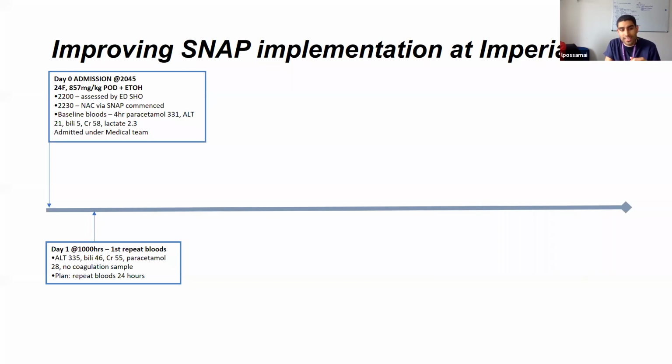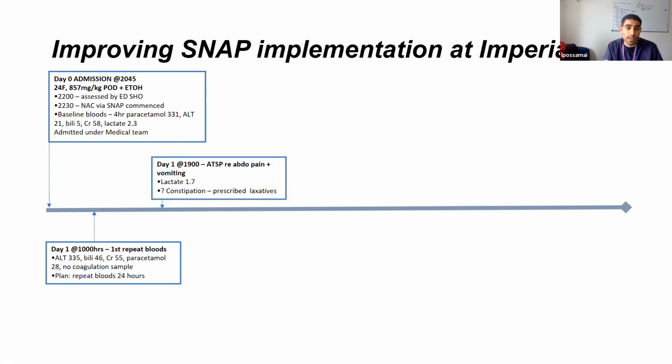And this showed that her ALT had actually gone from normal to over 300. Her bili was raised and she still had paracetamol in her system. And the plan from the team was to repeat her blood test in 24 hours' time. And despite her having an indication at this time for more NAC, she wasn't actually given any. And again, there's no documentation that the tox base had been referred to.